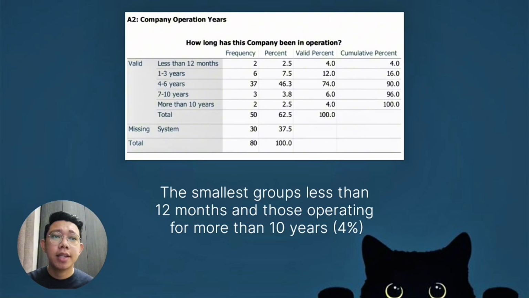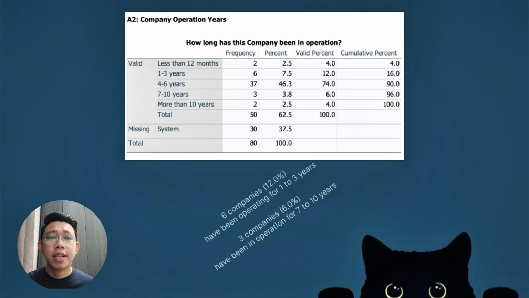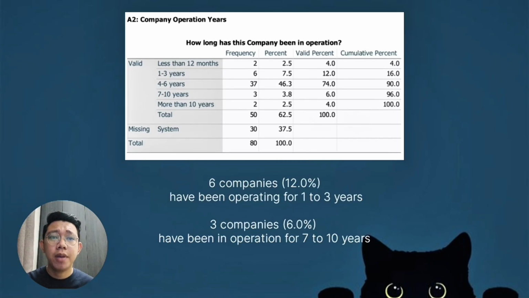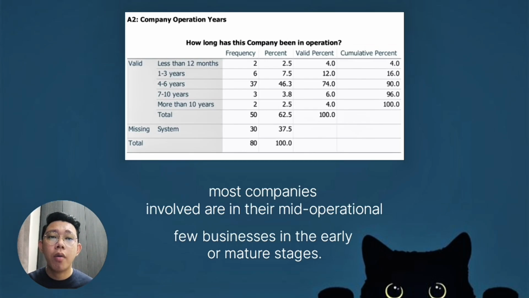These two categories share the same percentage, showing a balance between newly established and long-standing businesses. Additionally, six companies, which is 12%, have been operating for 1 to 3 years, while three companies have been operating for 7 to 10 years. Overall, the data suggests that most companies involved in this study are in their mid-operation phase, with relatively few businesses in an early or mature stage.